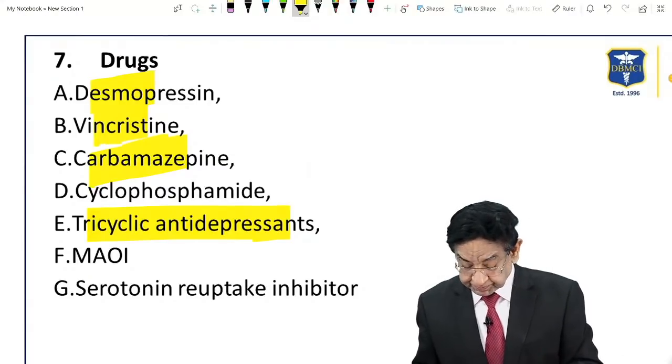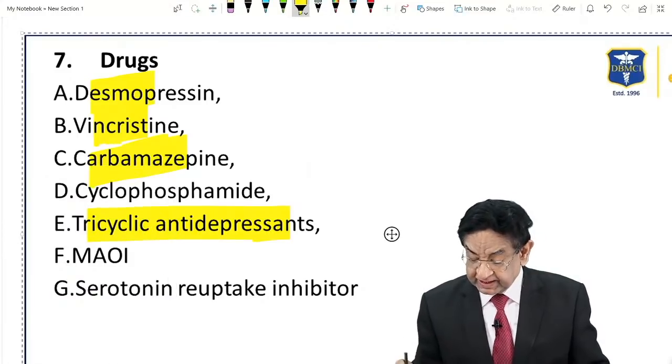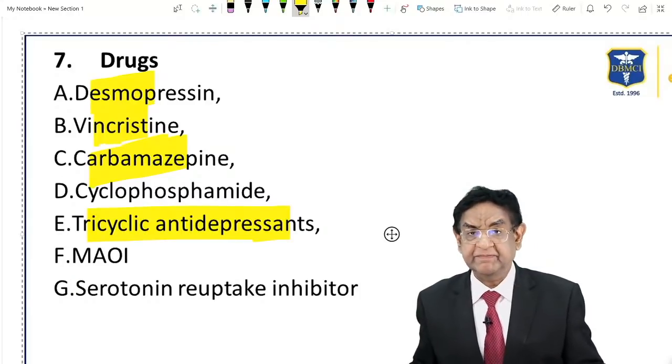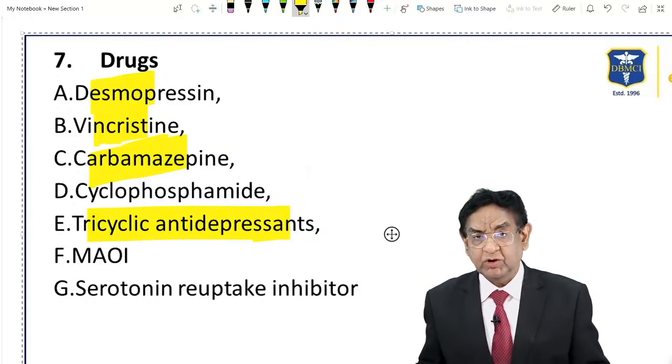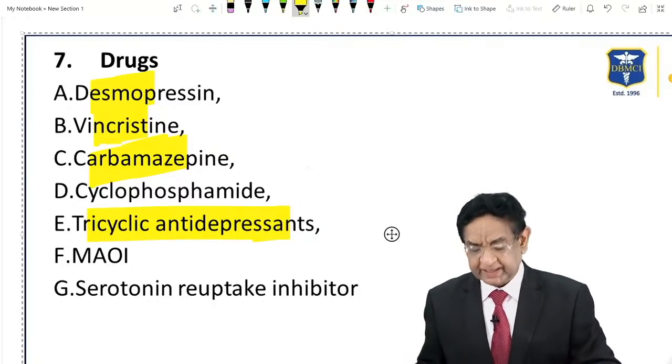So in our question, we had a patient who was taking amitriptyline. It was a tricyclic antidepressant, which is the cause. All the other drugs mentioned in the options, none of them is a cause of SIADH.